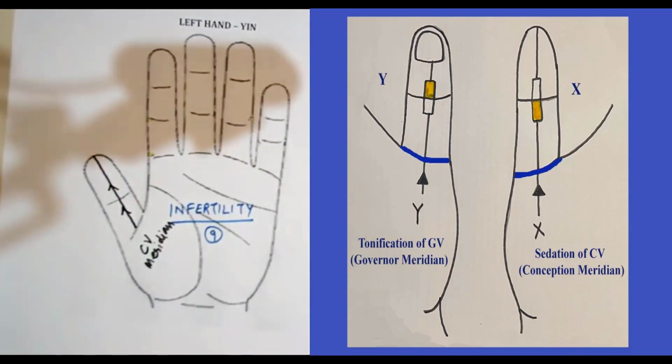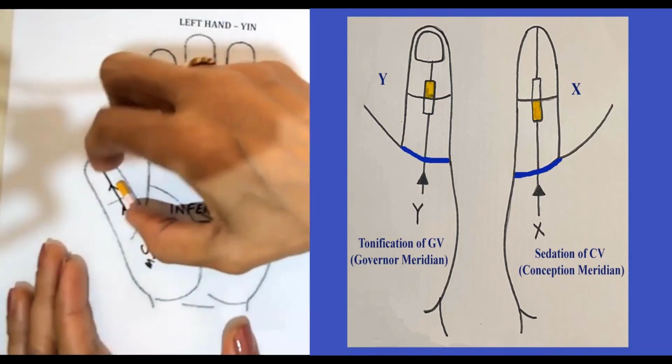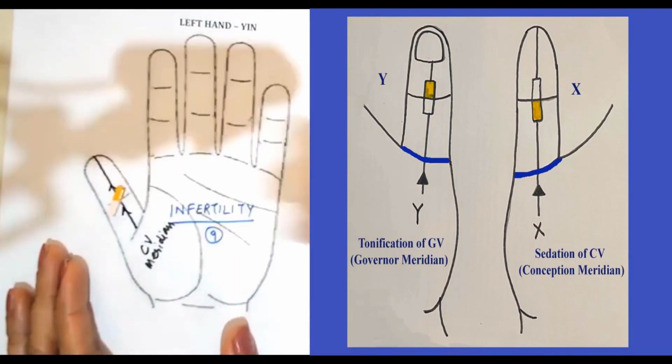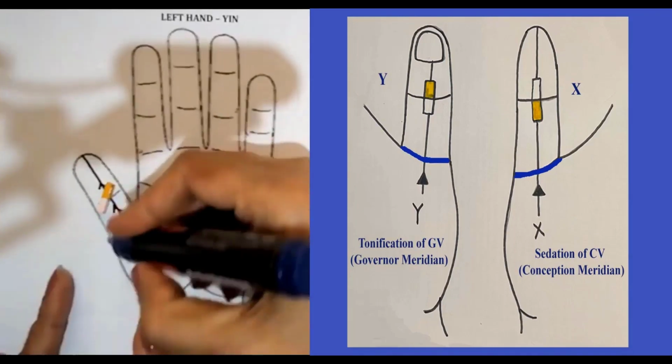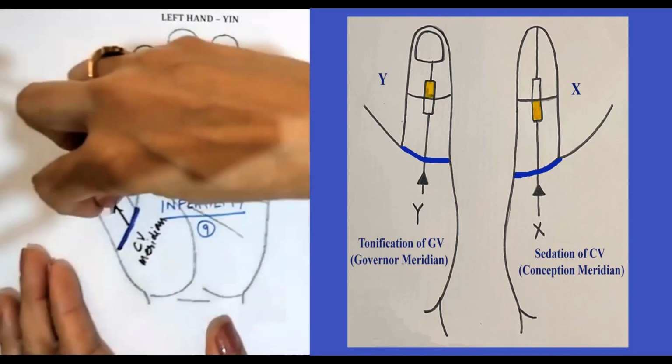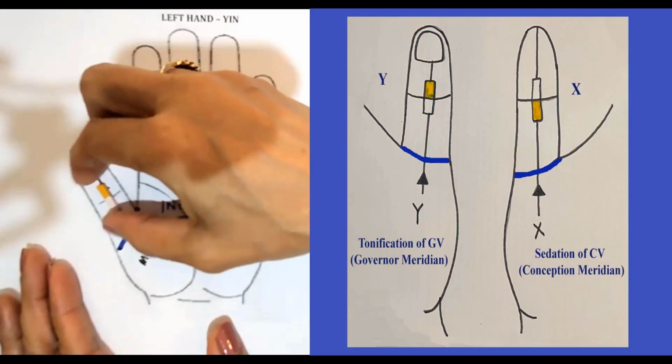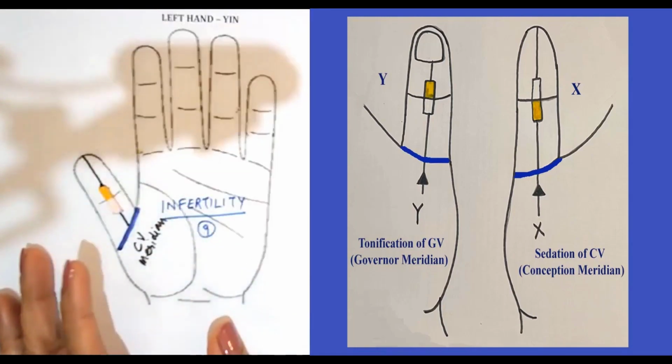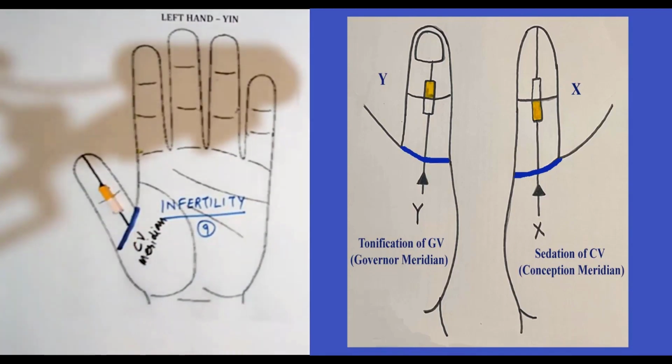So in order to tonify it, what you need to do is use a bar magnet and place it so the north pole is towards the energy gate, because the energy is entering from here, right? From the base of the thumb. So you need to put the bar magnet on the middle joint of the thumb, in such a way that the north pole is towards the energy gate. And this is called the tonification of the conception vessel meridian.